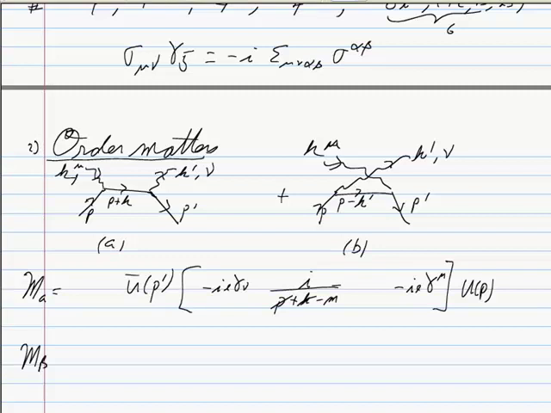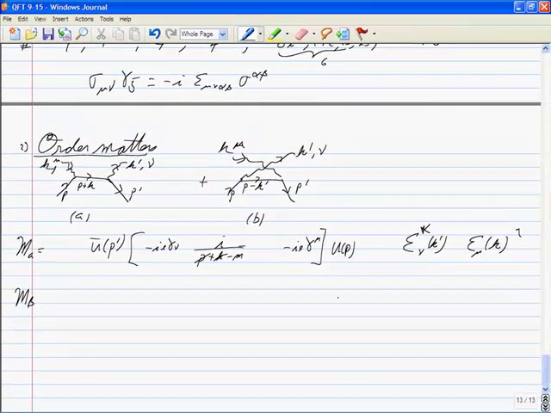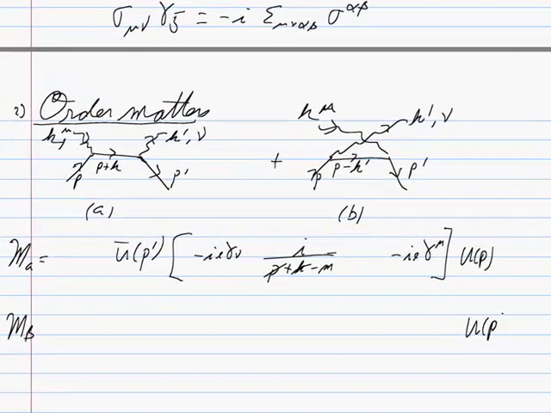All right, MB. So what's the matrix element here? Anyone want to read it off for me? Okay. We start, the initial state is still u of p. And what happens next? I think that's the only real trick we need to do.